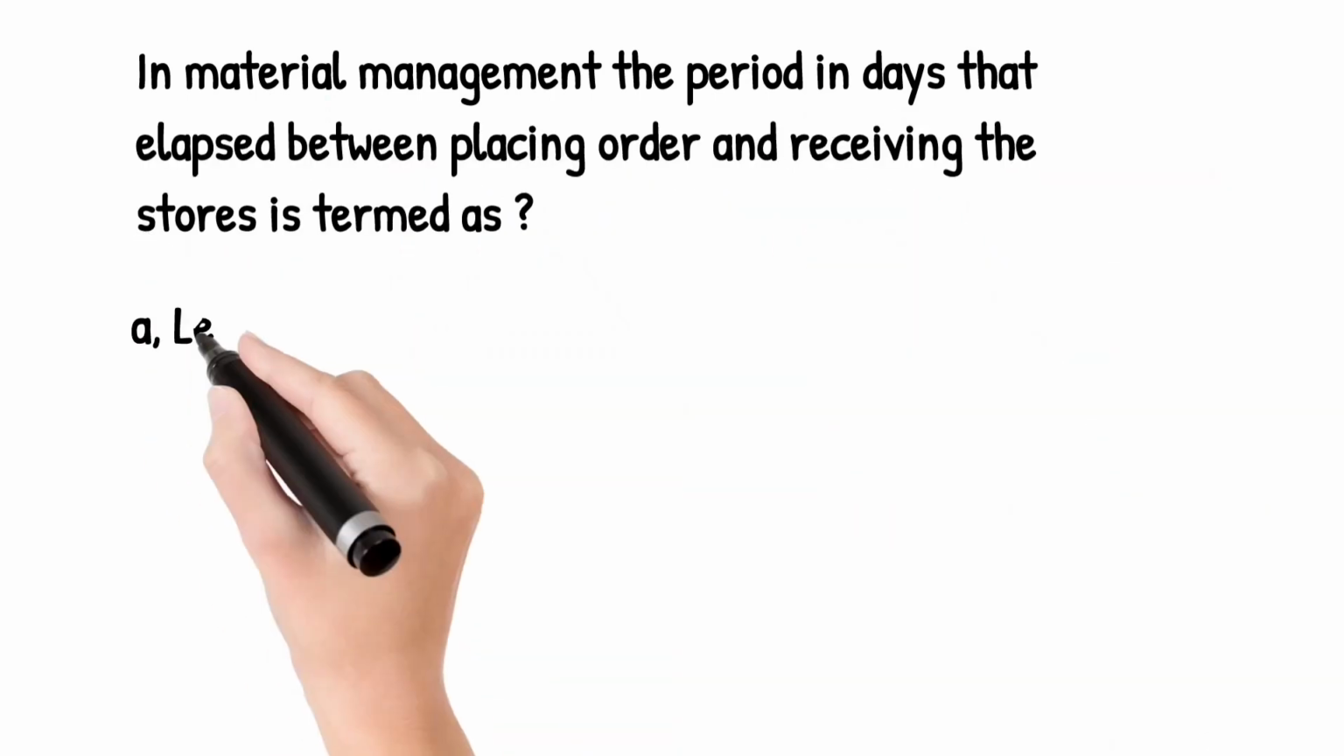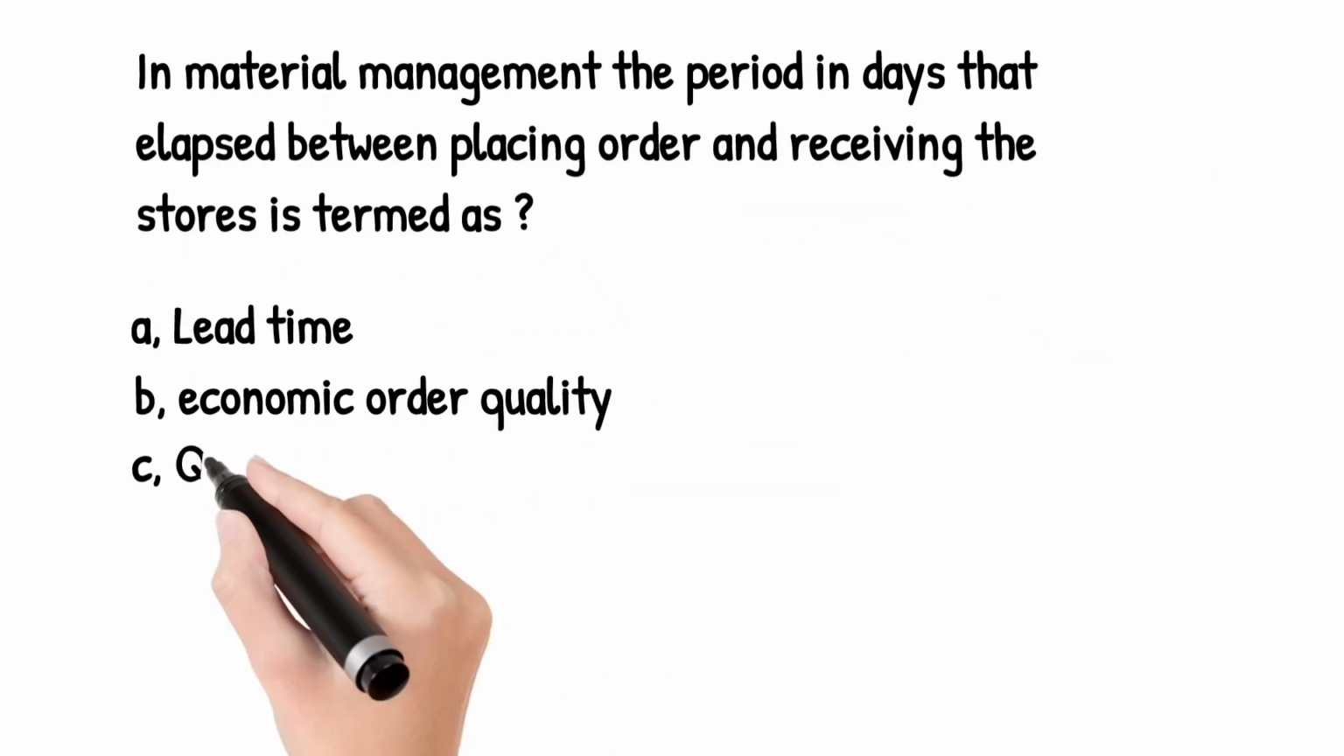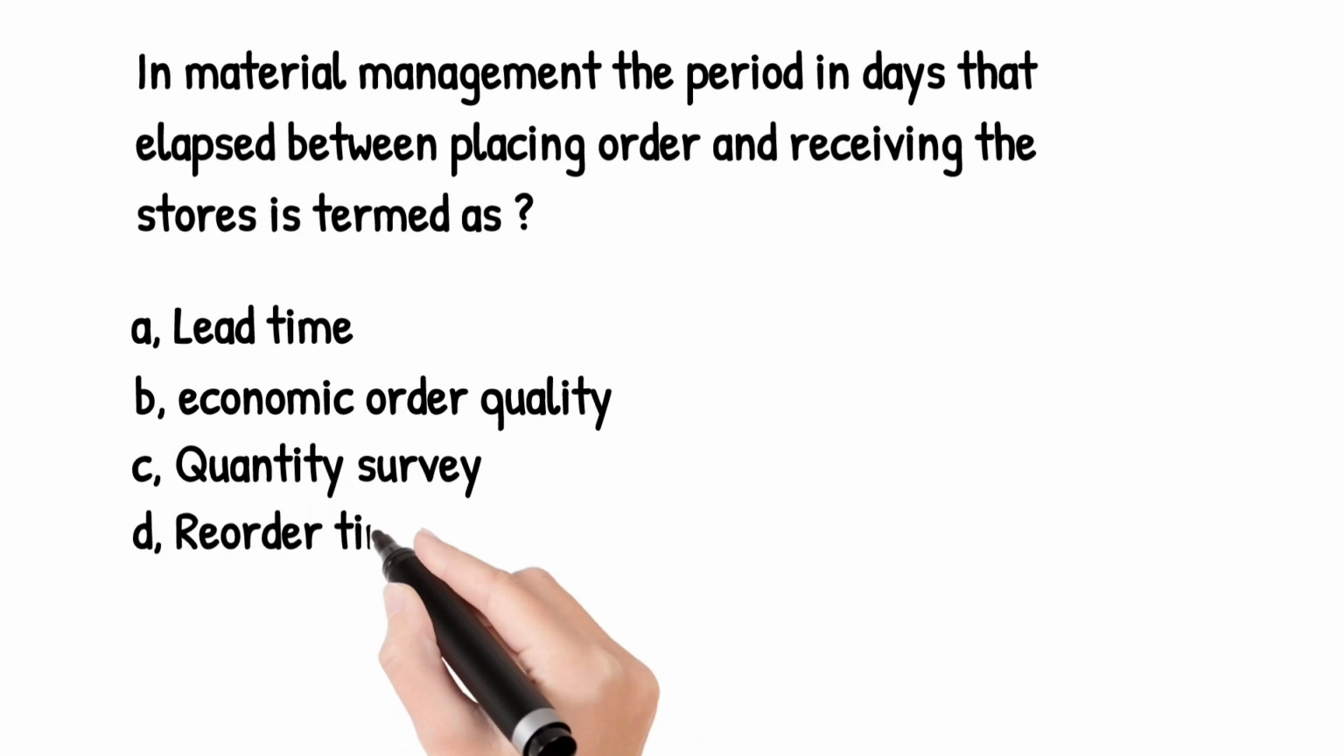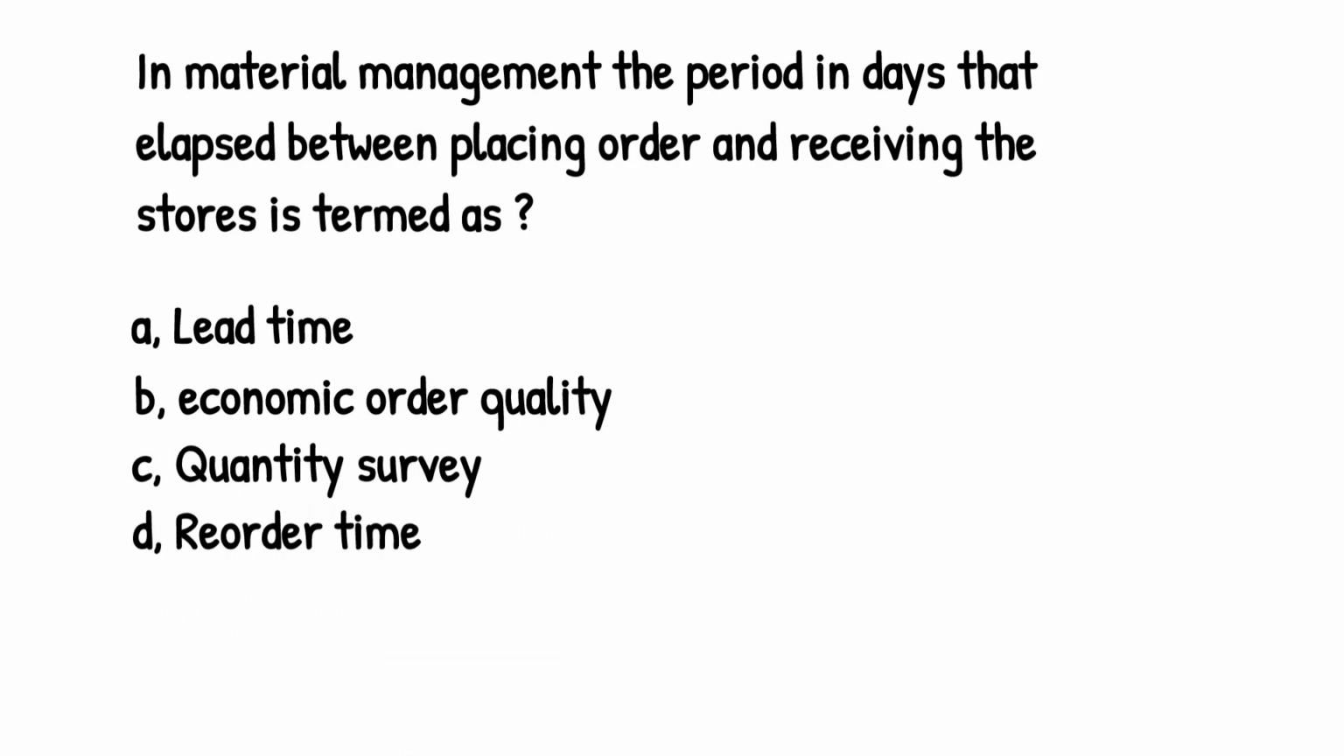In material management, the period in days that elapses between placing an order and receiving the stores is termed as option A, lead time, option B, economic order quantity, option C, quantity survey, option D, reorder time. The answer is option A, lead time.